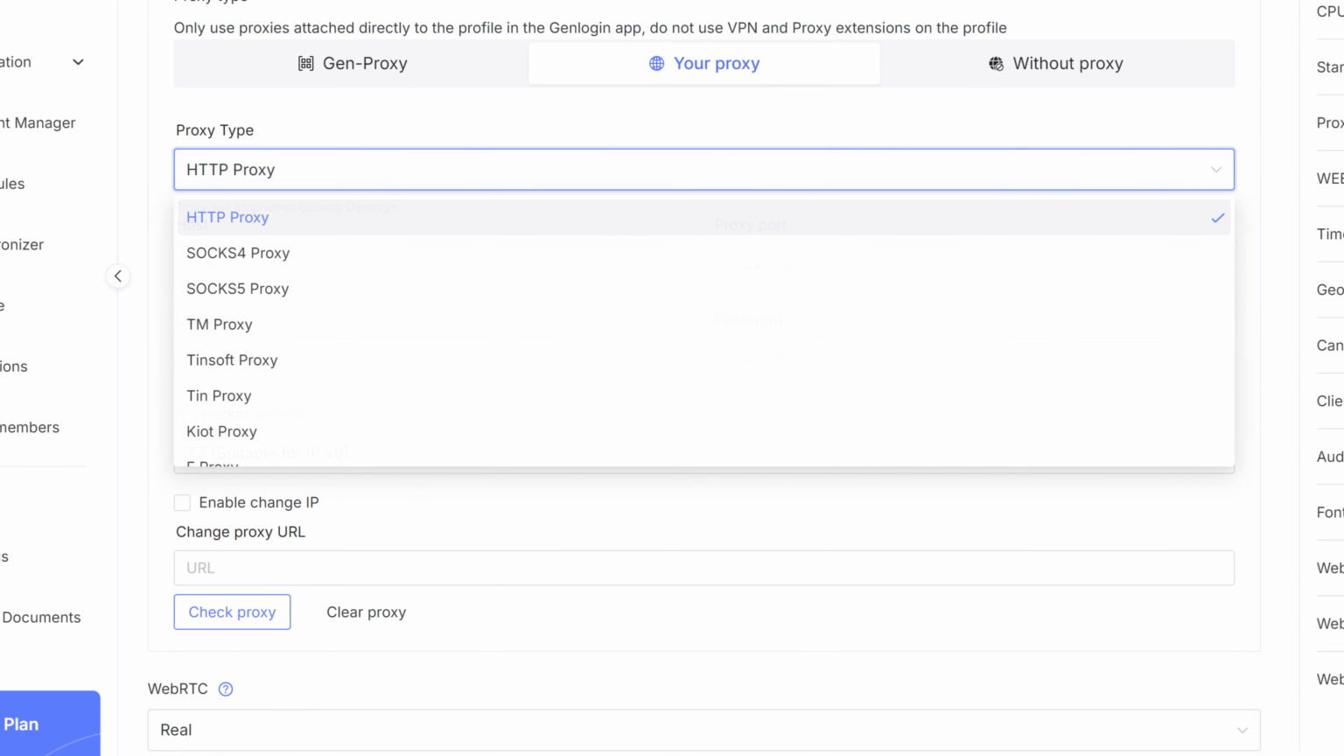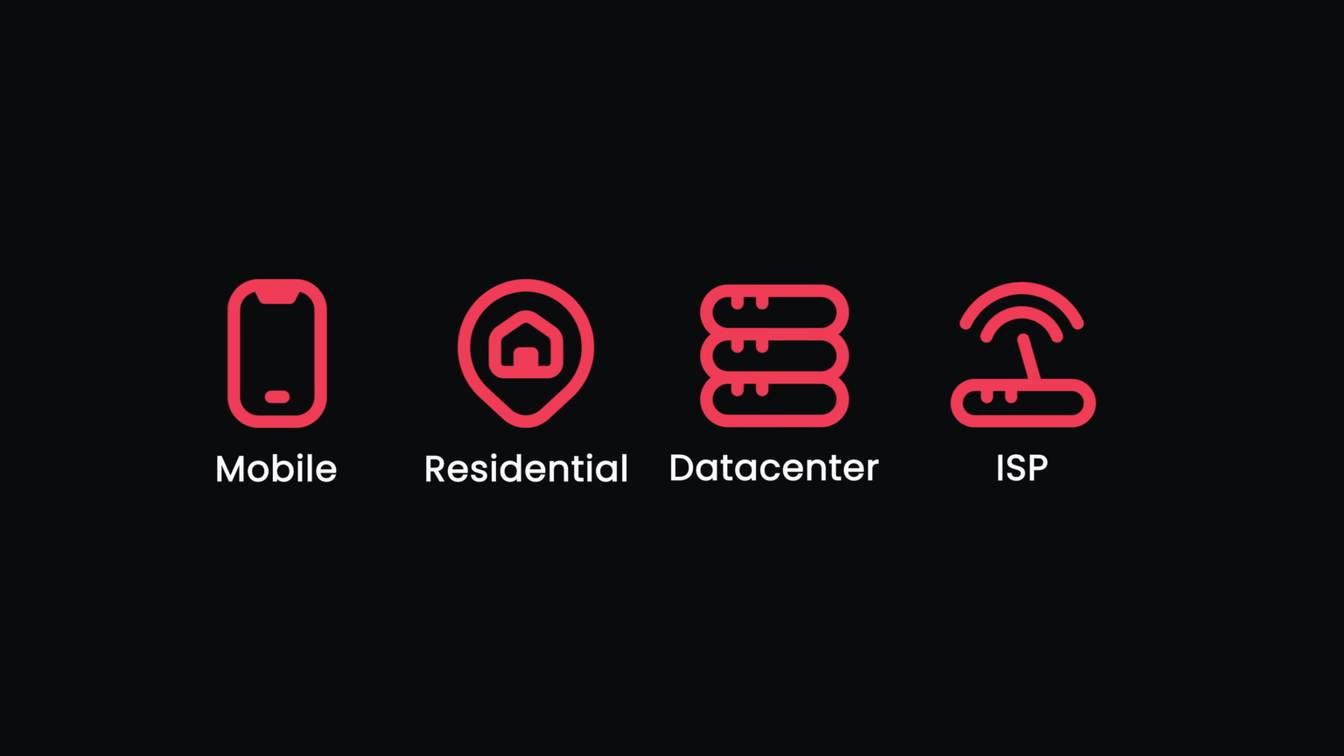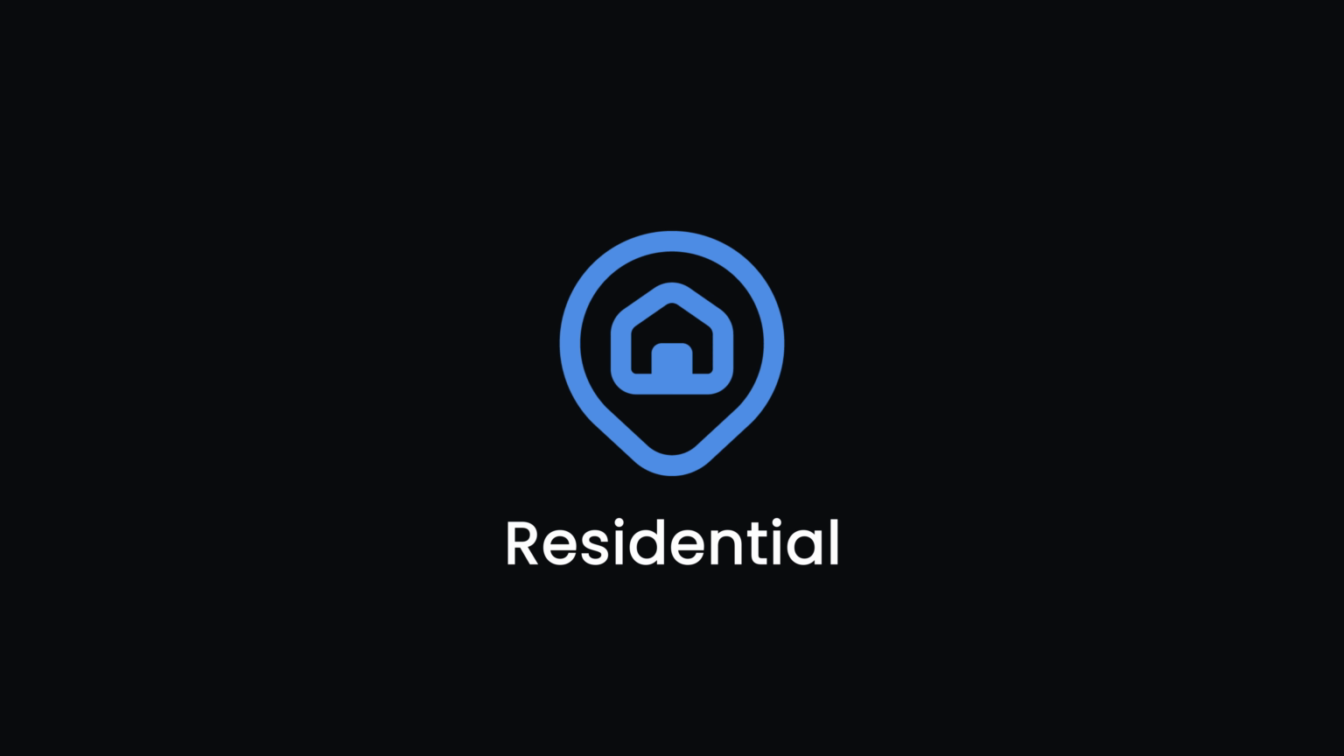Next, from the drop-down pick a proxy protocol. We offer HTTP, HTTPS, and SOCKS 5 proxies. Now, it's time to get your proxy details. You can choose any type. But today, I will use residential proxies.